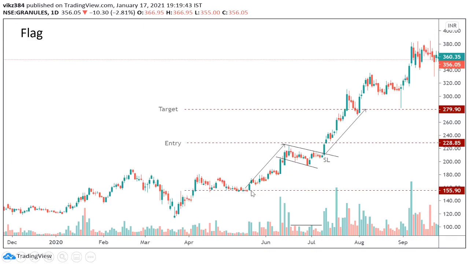So if you see, this pattern started from here. This is the pole that formed. Here the consolidation is marked by low volumes, and hence this is a flag pattern. And once the breakout happened, there was a swift move to the target.